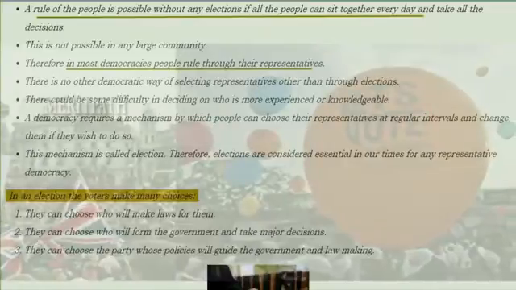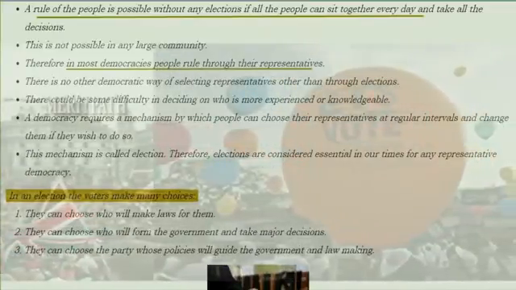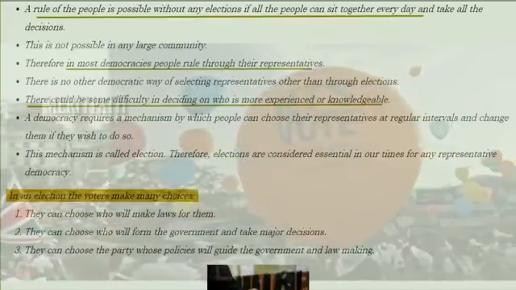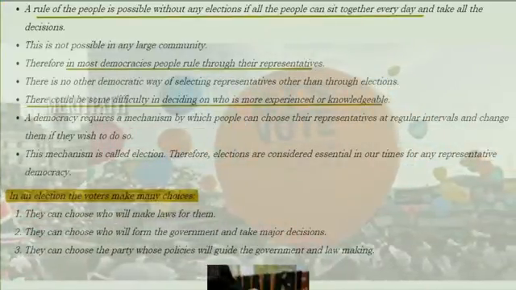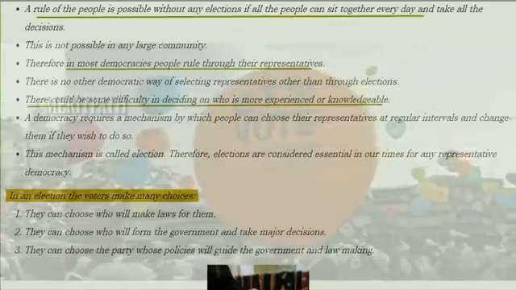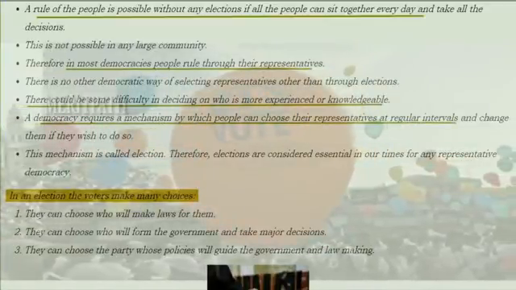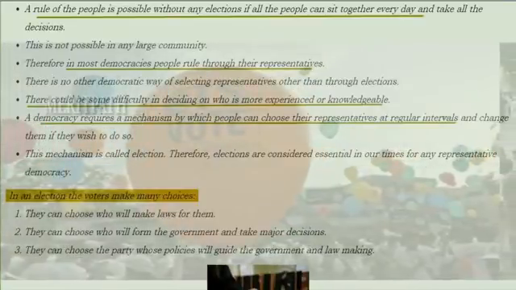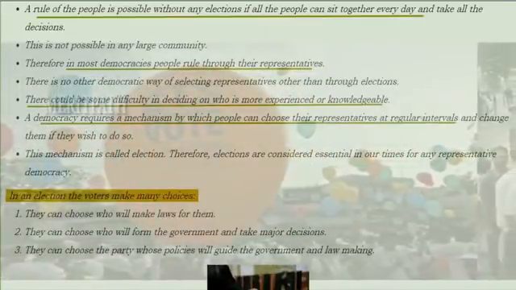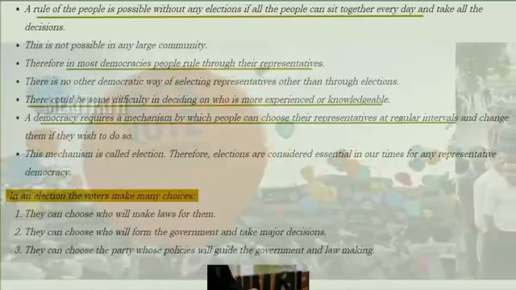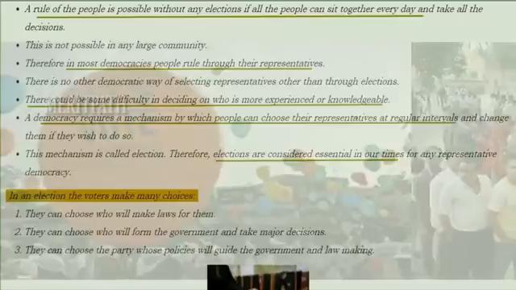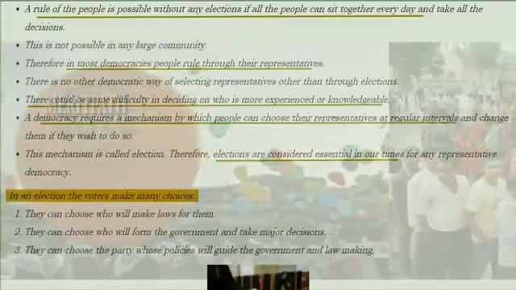There is no other democratic way of selecting representatives other than elections. But there could be a little difficulty in deciding who is more experienced or knowledgeable. Democracy requires a mechanism by which people can choose their representatives at regular intervals and can also change them if they wish to. And this mechanism is what we call elections. So elections are considered essential for a representative democracy.